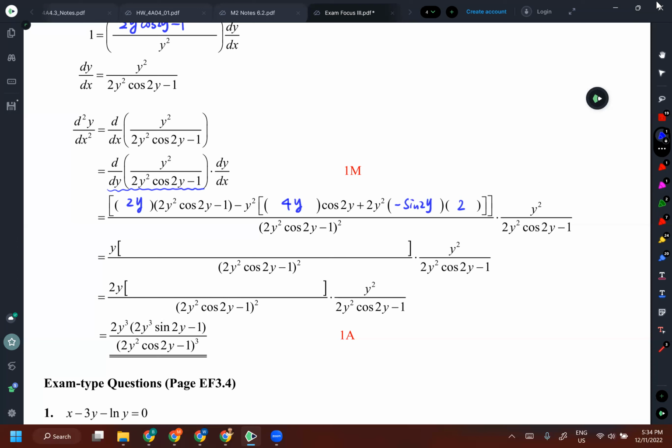Now with the simplification, I will just take out a few things. For example, I'll take out y, leaving me 2y squared cosine 2y minus 1 minus y, right? And then bracket 4y cosine 2y minus 4y squared sine 2y. I hope I'm not wrong.